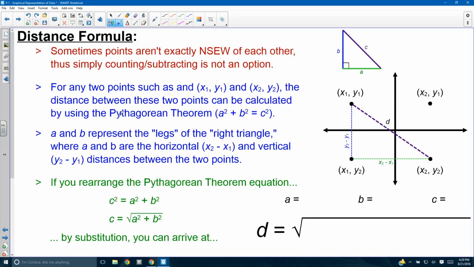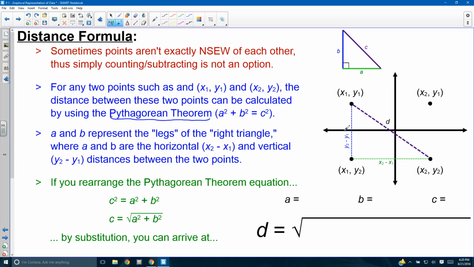If you know the Pythagorean theorem, a squared plus b squared equals c squared, where a and b are the two legs of your right triangle and c is the hypotenuse of the right triangle, there's this relationship in all right triangles that says if you take the sum of the squares of your legs, it'll be equal to the square of the hypotenuse. So d, the distance between, is the equivalent of your hypotenuse in a right triangle, and the distance between your x's and the distance between your y's are the equivalent of the lengths of the legs in your right triangle.